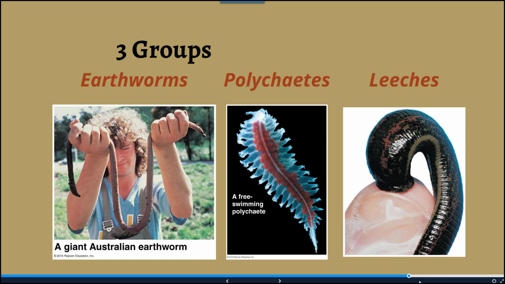There's also polychaetes, which are in the middle there, and polychaetes actually can have venom to them, which is interesting. And then leeches over to the far right-hand side. And I'm sure we've all heard stories of leeches existing in aquatic environments.